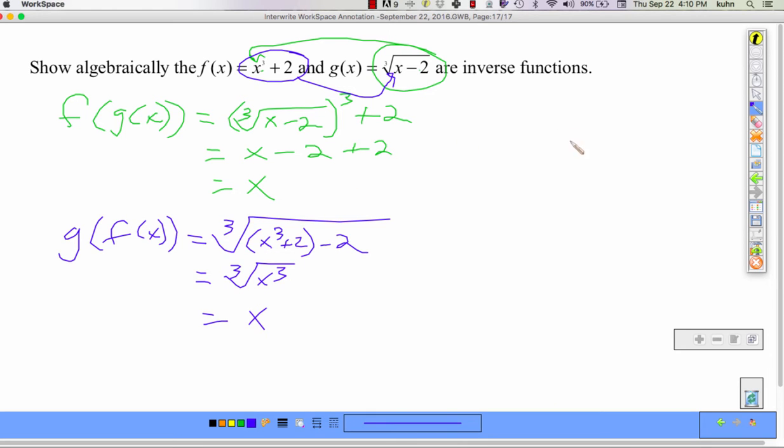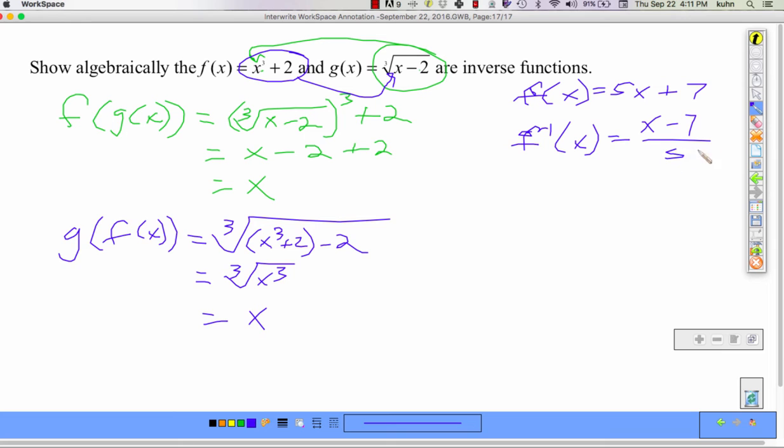You could try those other two that we just had. I believe one of them was 5x plus 7, and then its inverse was x minus 7 over 5. And you can almost see it. Put the 5x plus 7 right in here. The 7's cancel out, 5x over 5, boom, done. If I put this up here, 5 over 5 would cancel out, x minus 7 plus 7, and we're good. So the linear ones are much easier to see than the more difficult ones.